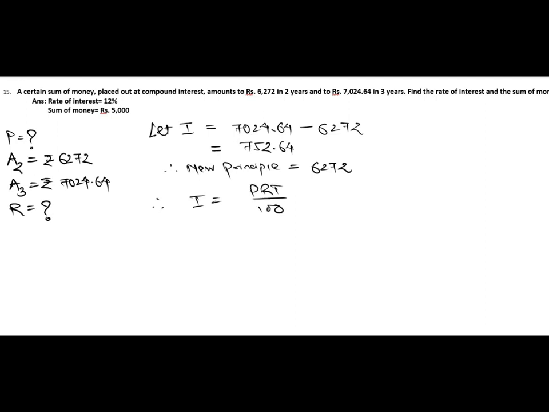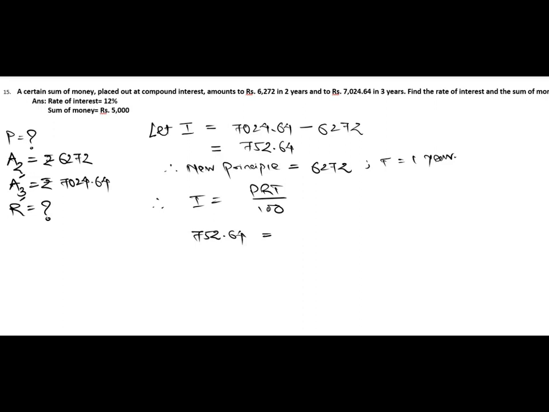So what will be the time? Time being 1 year. Why have we taken the time as 1 year? Because these are the amounts of consecutive years. What is the difference or gap between consecutive years? 1 year. So I is 752.64 is equal to principal is not known. Oh, I'm sorry, 6272. What am I doing, man? I have to find the rate first.